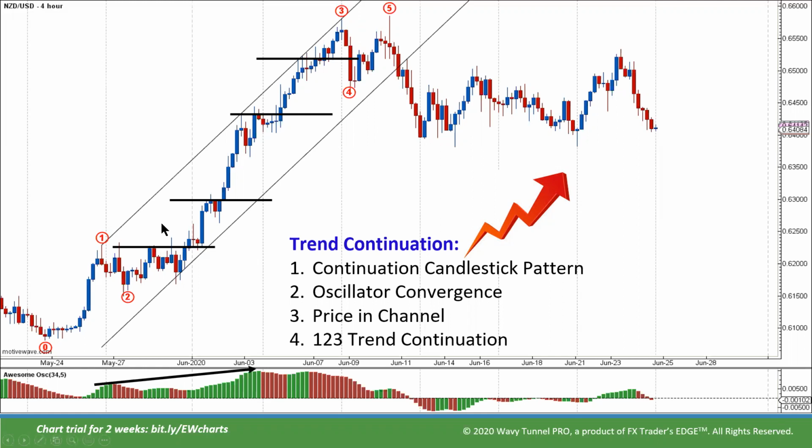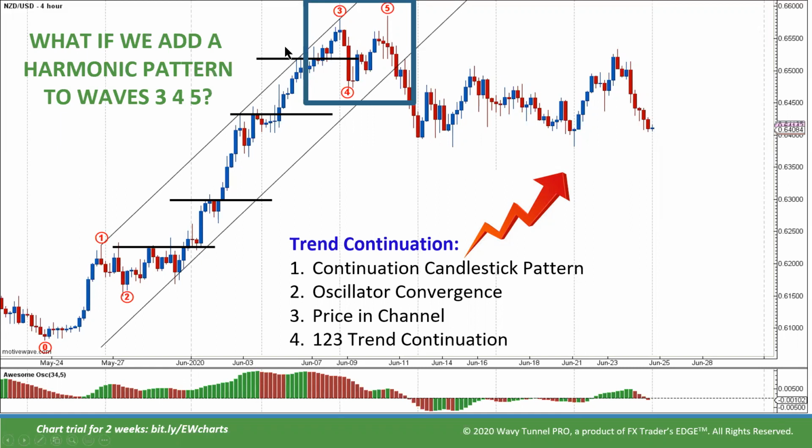Now, notice this wave count 1, 2, 3, 4, 5. What if we add a harmonic pattern to waves 3, 4, 5? So this is another place where we see harmonic patterns. In my course, I have I guess 5 different places where harmonic patterns show up in our wavy tunnel structure. So this is one of them, where we have the waves 3, 4, 5.